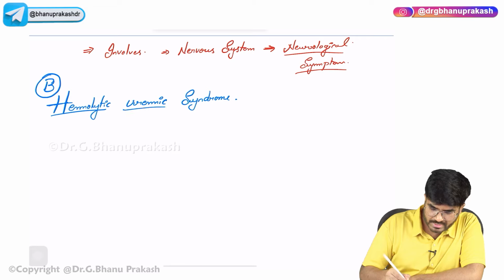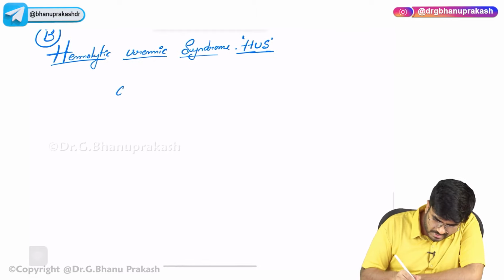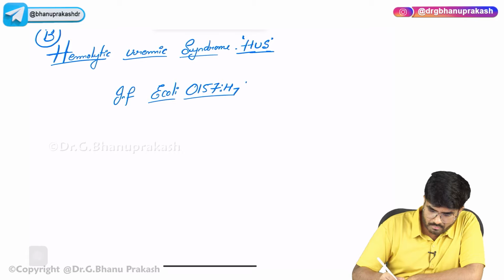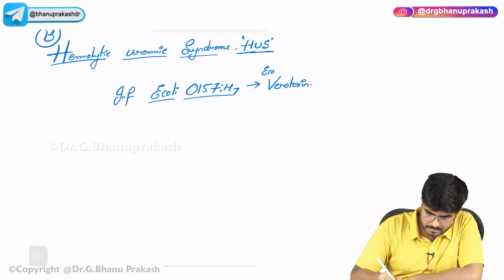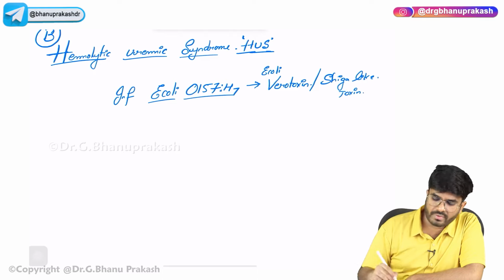So what is happening in HUS, hemolytic uremic syndrome, is that this is because of an infection. There are even other causes, but here it is because of an infection with an organism called E. coli O157:H7. If you get infection with this organism, it is going to produce a toxin called verotoxin, E. coli verotoxin, which is also called Shiga-like toxin.